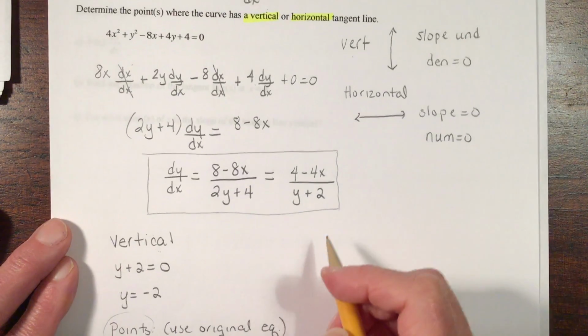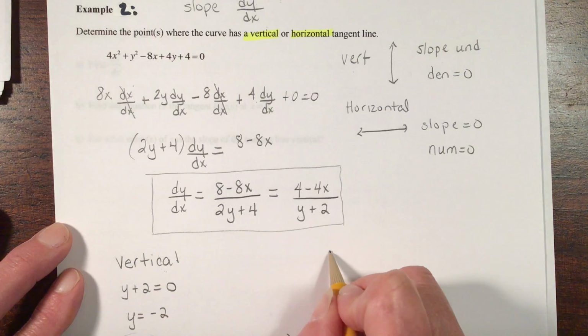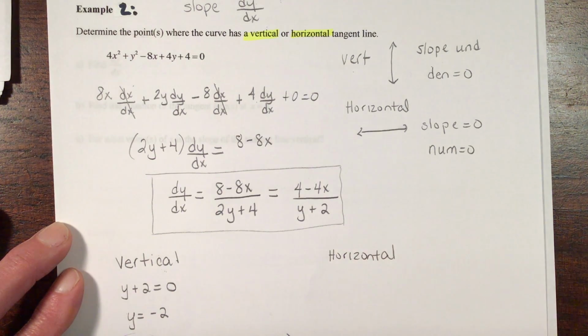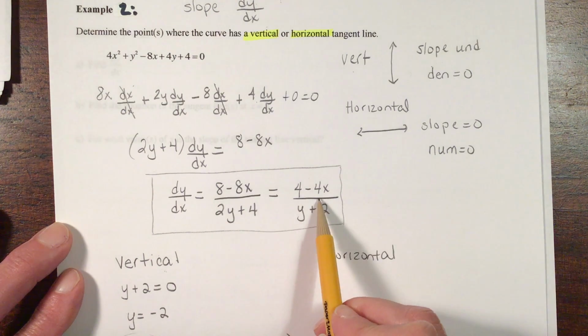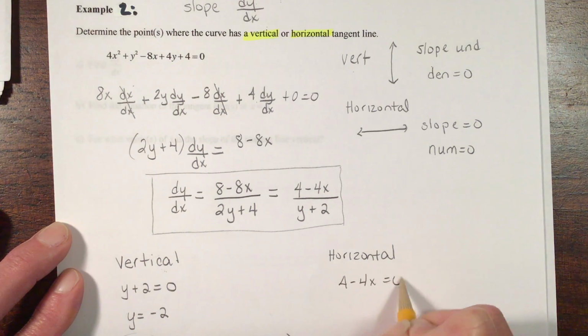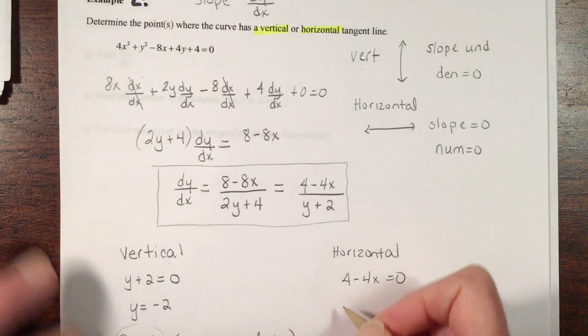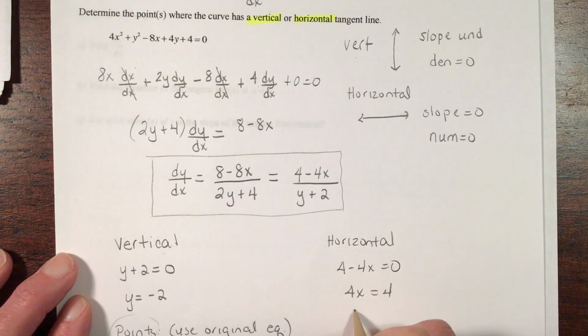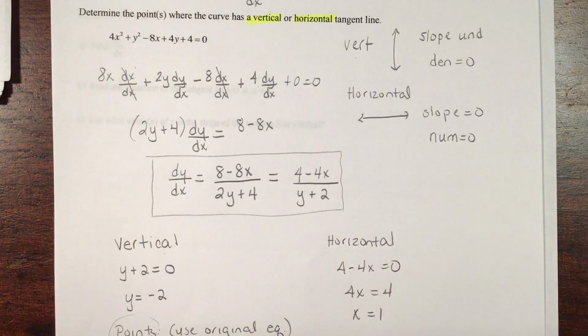Now let's talk about how we can find where this curve has horizontal tangent lines. That's going to be when the numerator equals 0. So I go back up into my derivative and set the numerator equal to 0. That's going to be 4x equals 4, so x is 1. Okay, so whenever x equals 1.